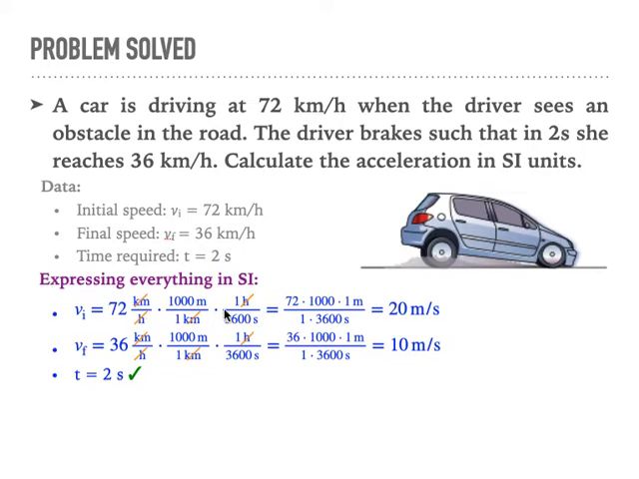So we transform everything into the international system units. I'm not going to explain this any longer because you have the whole video of conversion factors and you can watch it over and over again. But 72 kilometers per hour is 20 meters per second, and 36 kilometers per hour is 10 meters per second. And the time is already in seconds, so I don't need to convert it.